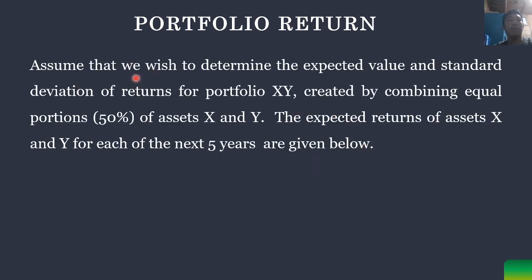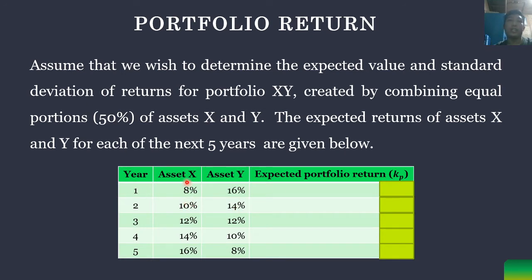So, for example, assume that we wish to determine the expected value and standard deviation of returns for portfolio XY, created by combining equal proportions of assets X and Y, 50-50. So the expected returns of assets X and Y for each of the next 5 years are given below. So ayan, kay asset X: 8, 10, 12, 14, and 16. Kay asset Y: 16, 14, 12, 10, and 8. So the expected portfolio return is 12%.